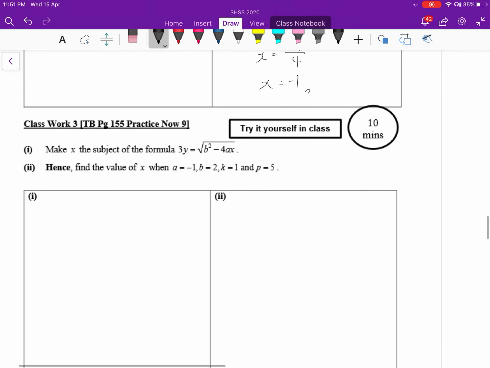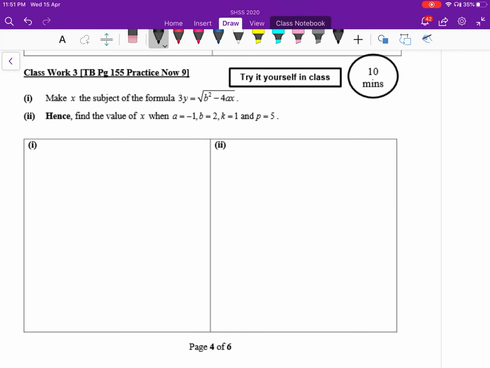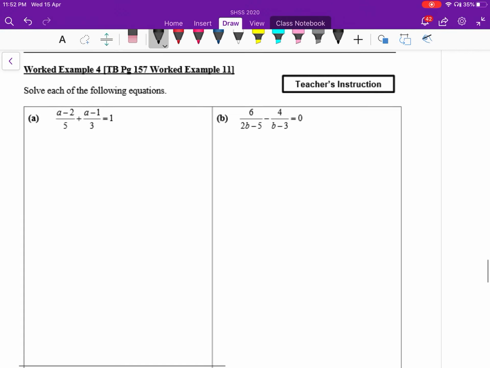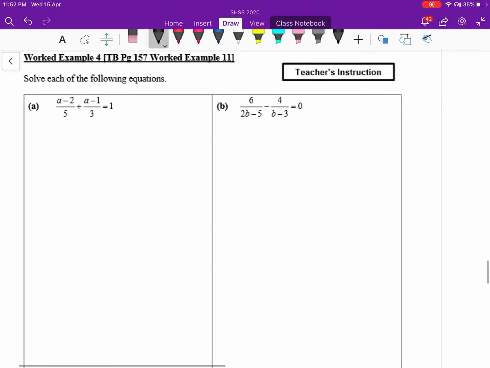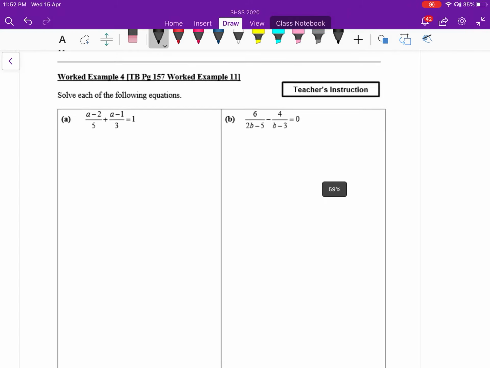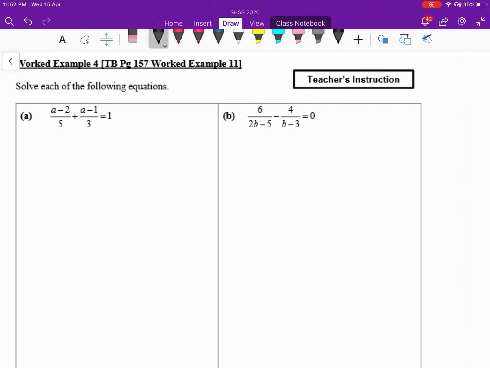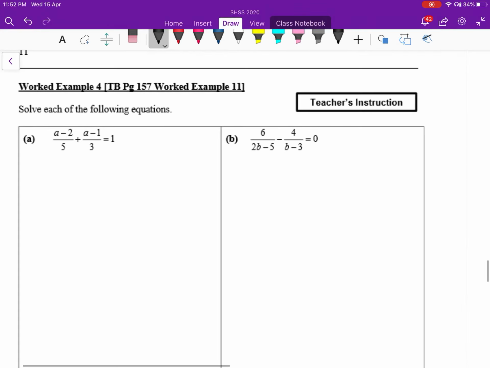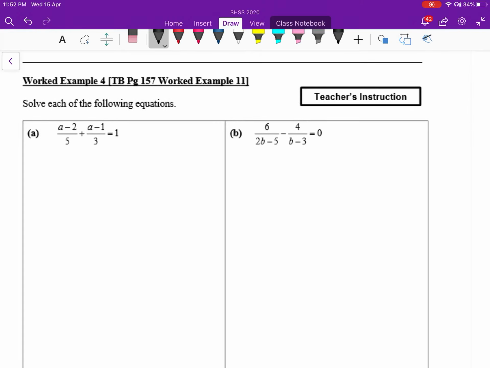Now, last one, you are supposed to do classwork 3, take a photo and put it on OneNote, all in one page. Lastly, work example number 4. A little bit more difficult. It's solving algebraic equations, solving algebraic fractions. So let's do this last example and we are done for today.